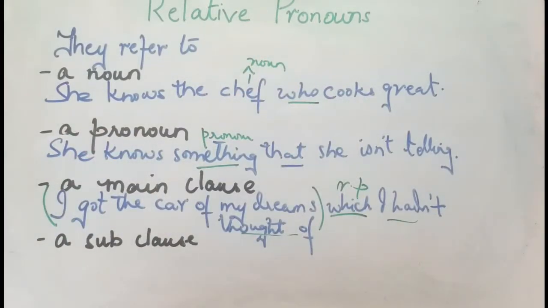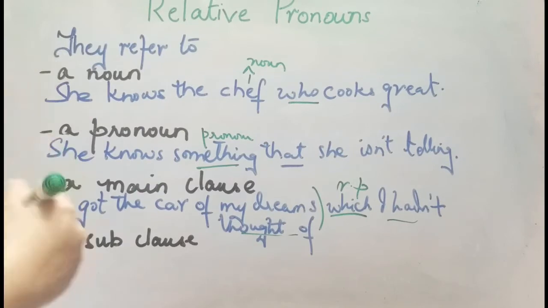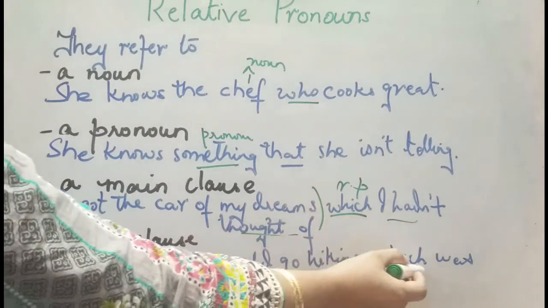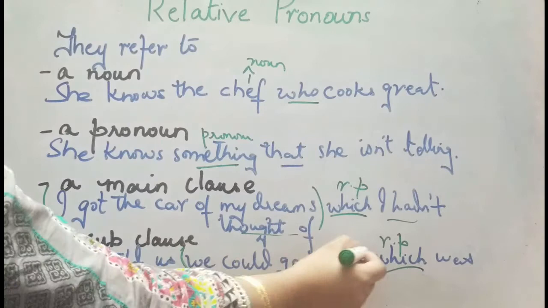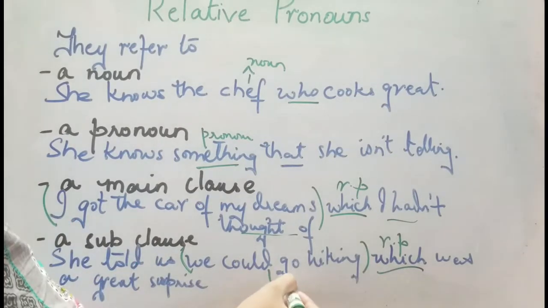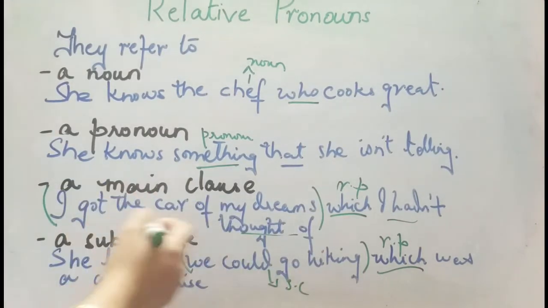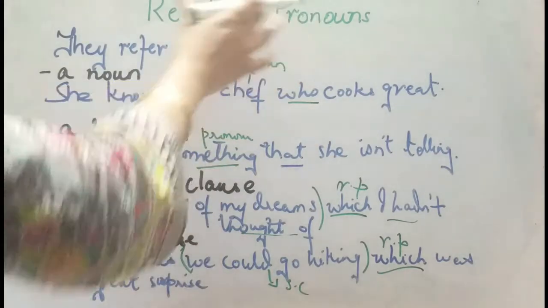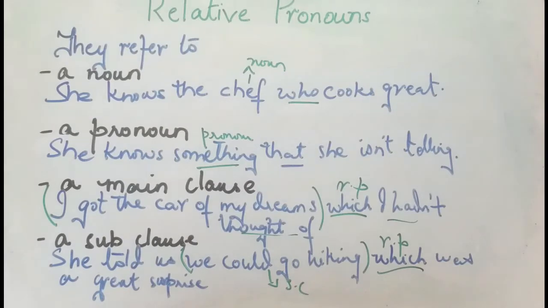Moving on to the next one, that is a subordinate clause, where the information is very necessary. Without that particular information, your sentence is incomplete. Let's see an example. Okay, which over here again is your relative pronoun, right? And "we could go hiking" is your subordinate clause. It means she told us a great surprise. What surprise did she mention? That we could go hiking. So this is your subordinate clause, and a relative pronoun lastly refers to a subordinate clause too. I hope this is clear.